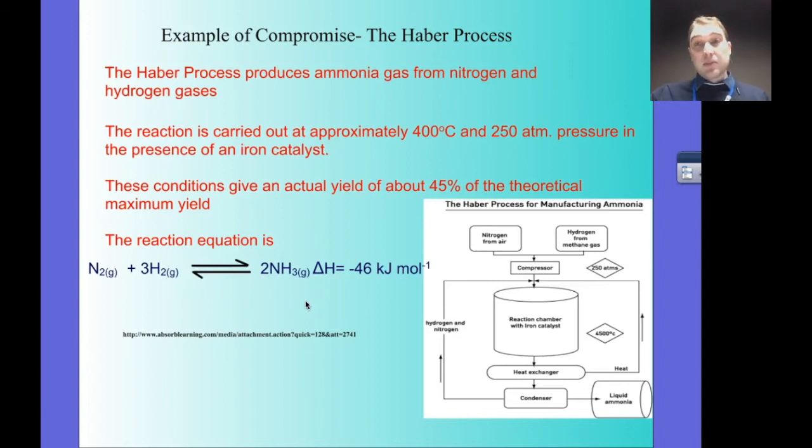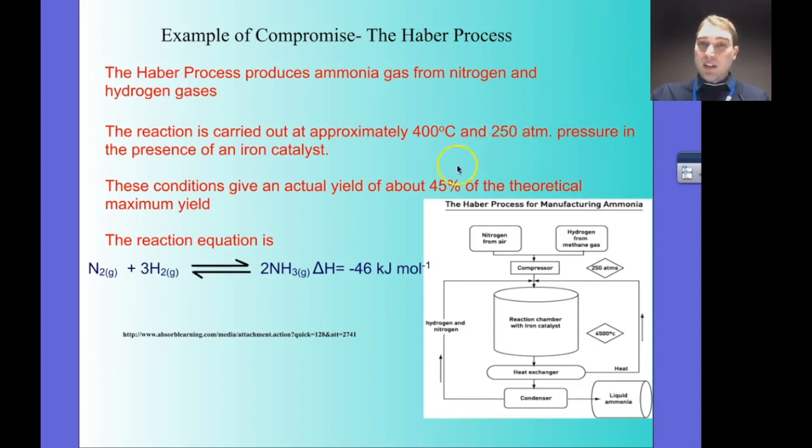But this isn't what happens in the real world. So in the real world, the reaction happens at 400 degrees Celsius and 250 atmospheres of pressure. So a moderate pressure and a moderate temperature. By increasing the temperature, the payoff there is that you get more product in a shorter amount of time because you have more of those collisions between the molecules and therefore more successful collisions. And again, for reasons that we've talked about before.